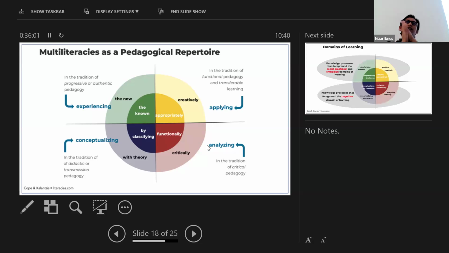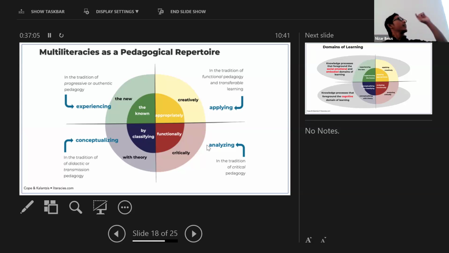Before I go to the next slide, another thing to bear in mind is that these are collections of activities: experiencing the new, experiencing the known, conceptualizing with theory, conceptualizing by classifying. These are activities, and those are called knowledge processes. However, when a teacher uses these activities, or designs an instruction or a lesson plan based on these activities, that is then called learning by design. So learning by design is the design made by the teacher for the classroom instruction, inspired by these activities. But the activities themselves are known as knowledge processes.